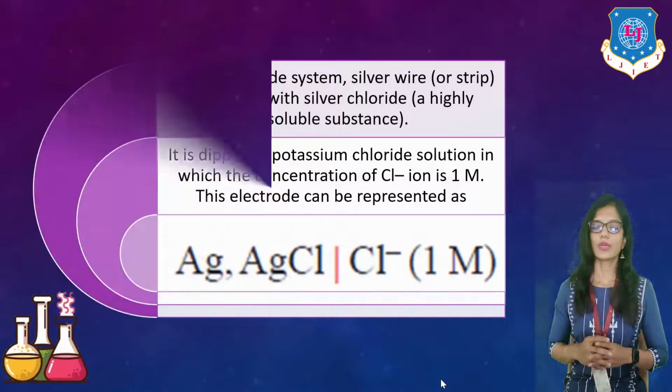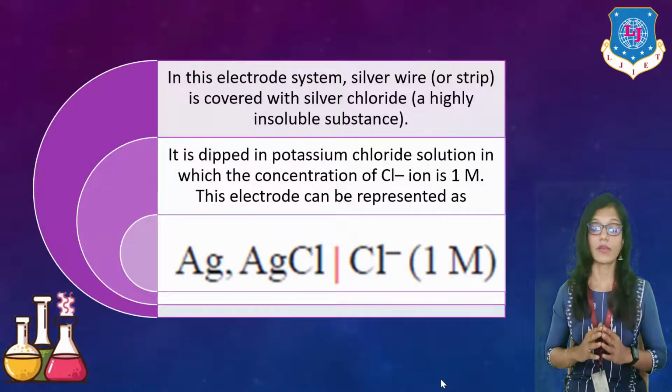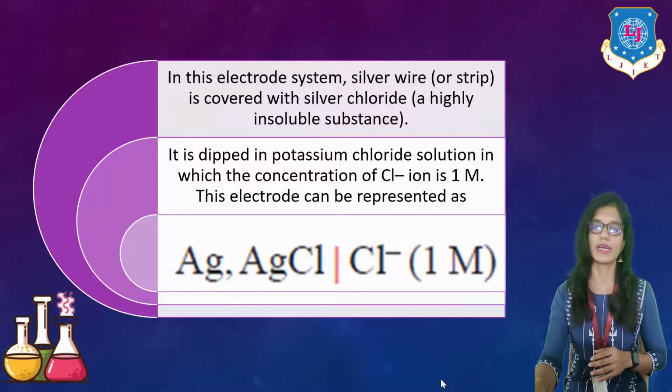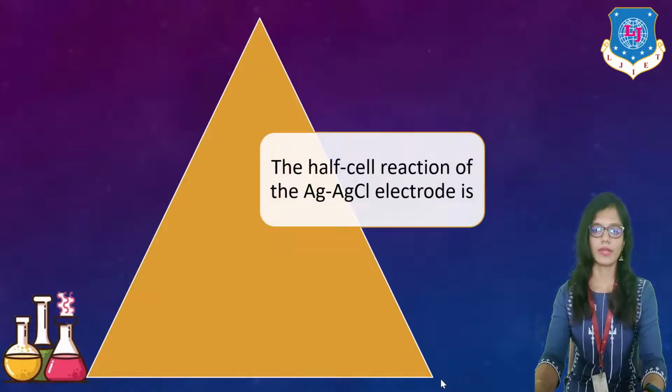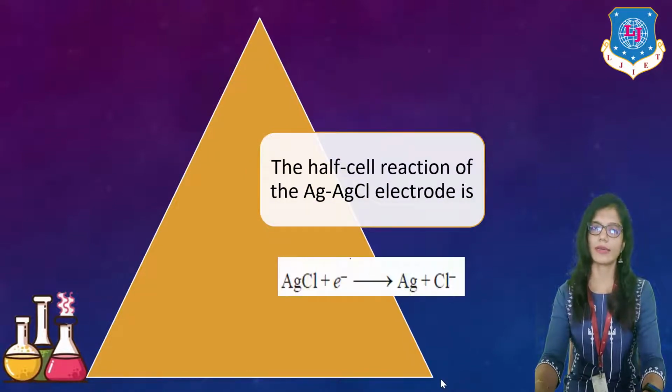Right? So in this electrode system, the silver wire or silver strip is covered with silver chloride, which is a highly insoluble substance. It is dipped in potassium chloride solution in which the concentration of Cl⁻ ion is 1 molar, and this electrode can be represented as Ag in contact with AgCl in contact with Cl⁻, which is 1 molar. The half cell reaction of Ag-AgCl electrode is AgCl accepts the electron, gives Ag plus Cl⁻.